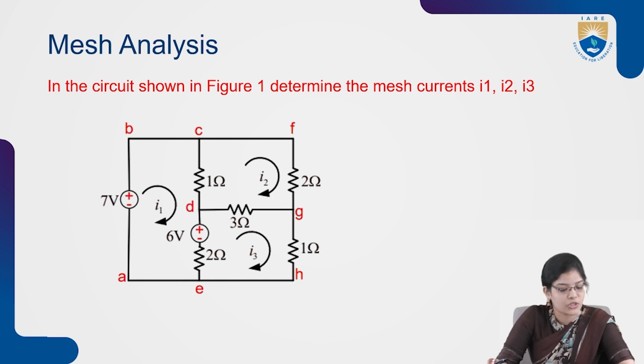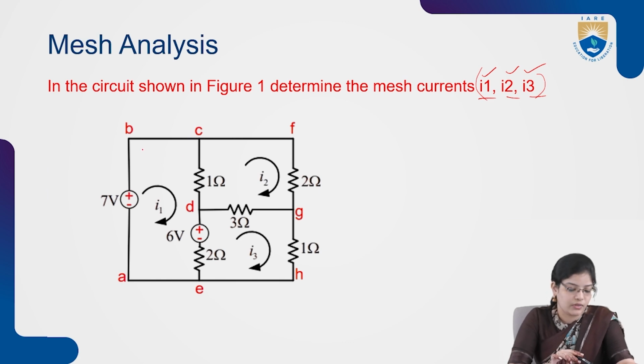Moving to the next example problem. The question is: in the circuit shown in the figure, determine the mesh currents I1, I2, I3. In the question itself, they have mentioned this problem consists of three meshes, named I1, I2 and I3.